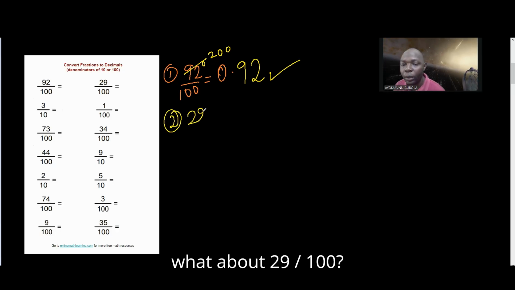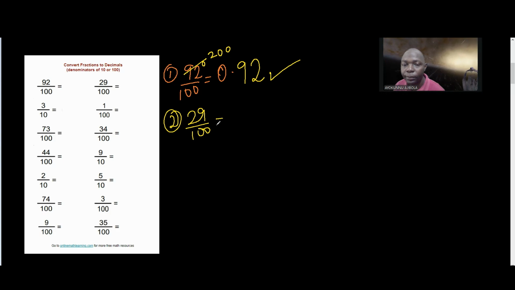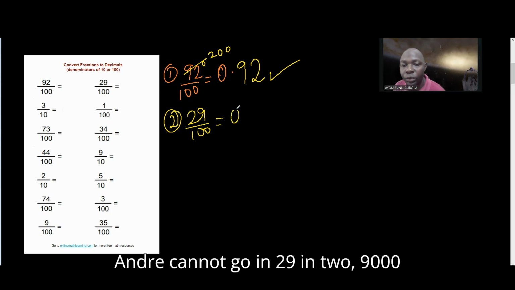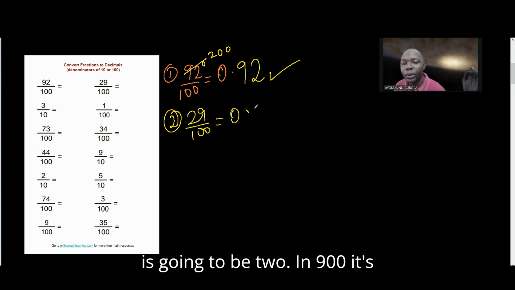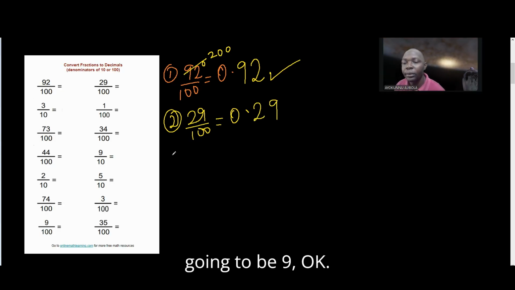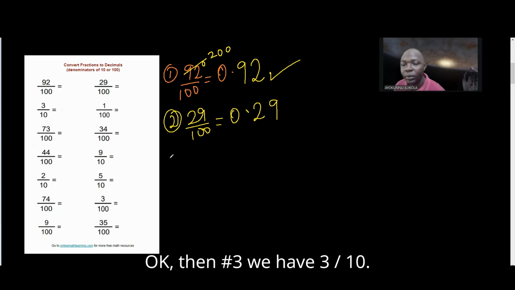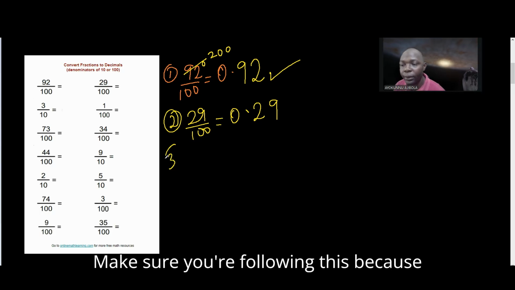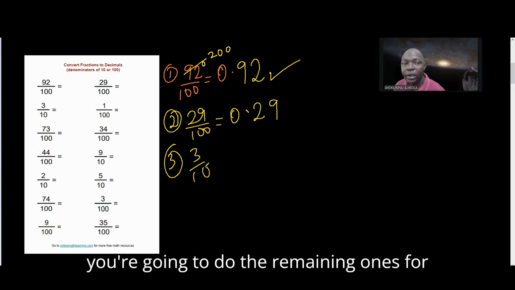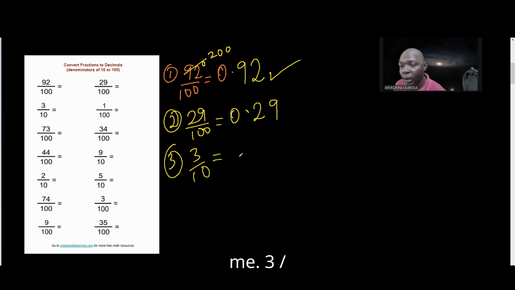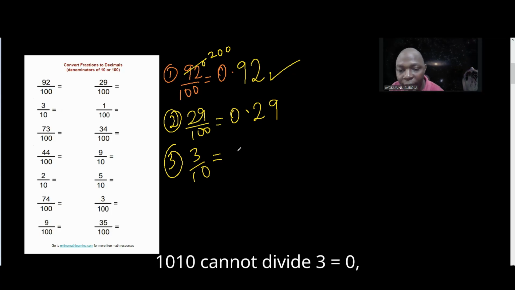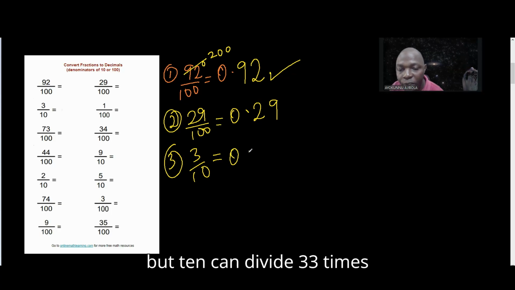What about 29 over 100? 100 cannot go in 29. In 290, 100 is going to be 2. In 900, it's going to be 9, okay? Then number 3, we have 3 over 10. Make sure you're following this because you're going to do the remaining ones for me. 10 cannot divide 3. You put 0. But 10 can divide 30 3 times.